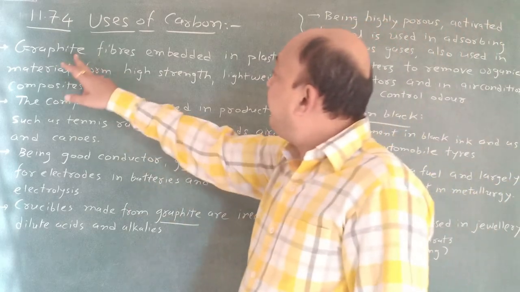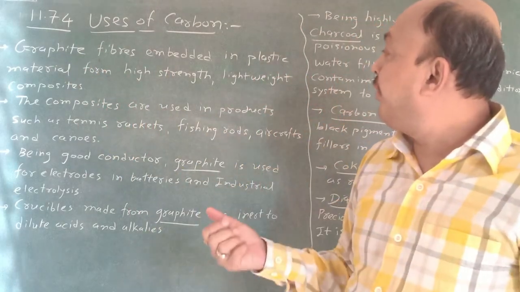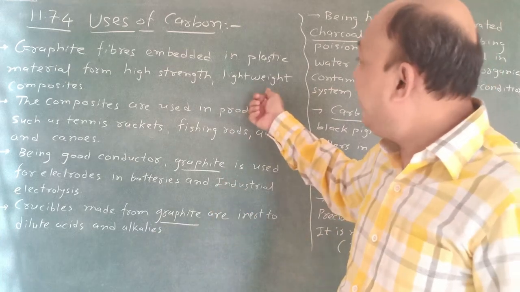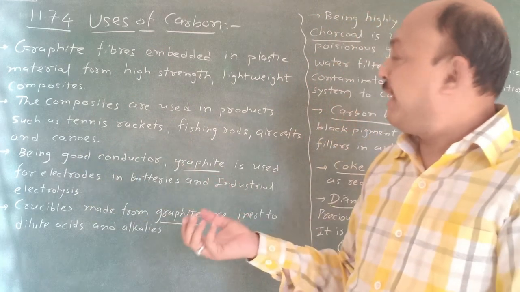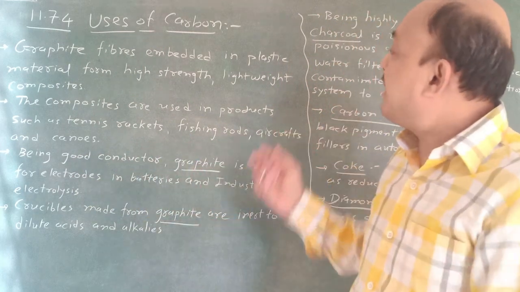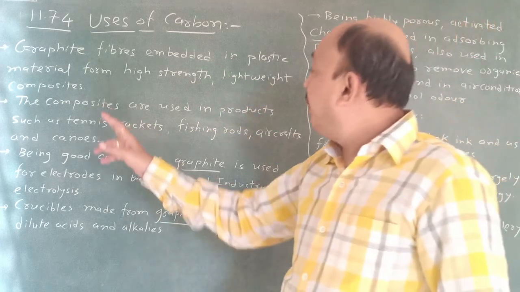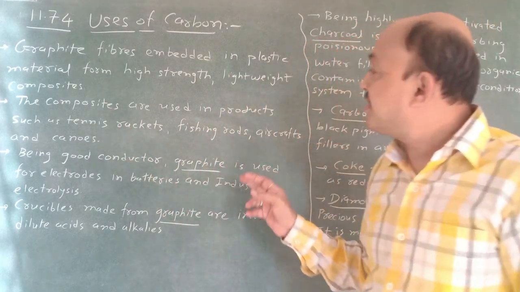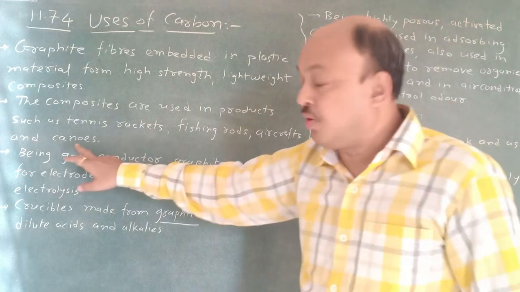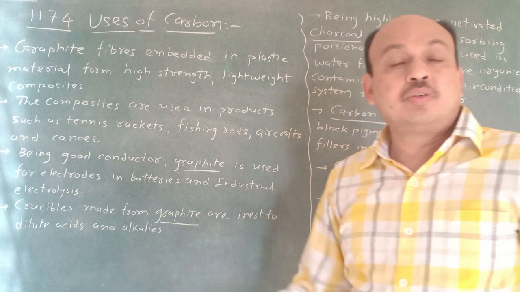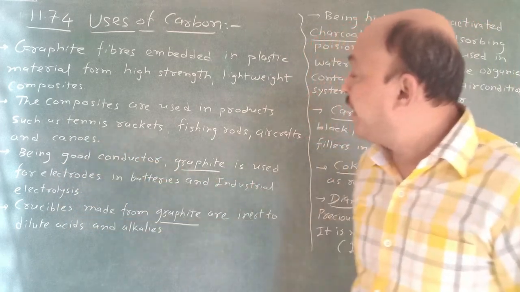Graphite fibers embedded in plastic material form high strength lightweight composites. This is very important. The composites are used in products such as tennis rackets, fishing rods, aircraft, and canoes. Canoes, you know, are a type of boat. So canoes and aircraft, it's very important.